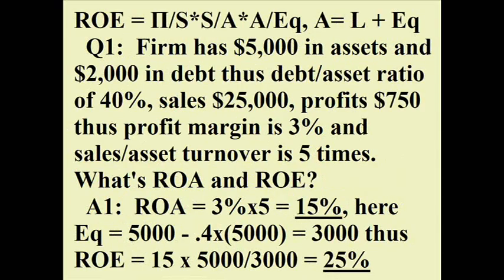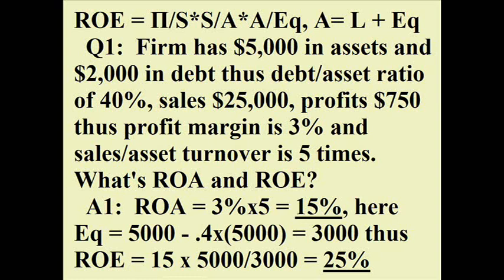Let's look at some ratios. There's some biggies here. And ratios allow you to compare unlike firms, at least in terms of size. The biggies are return on equity and return on assets. The return on equity is outside the firm, stockholders, if you will. Return on assets is inside the firm, managers, if you will.